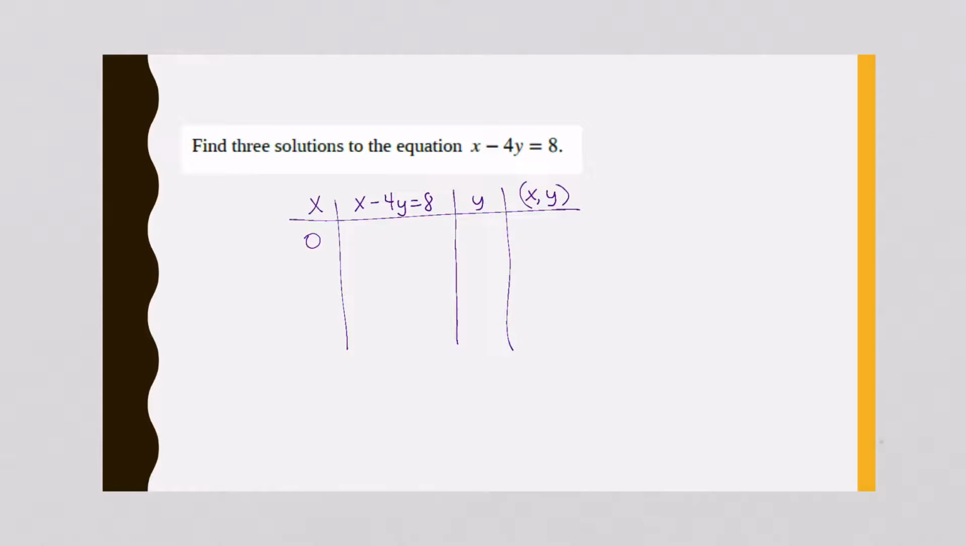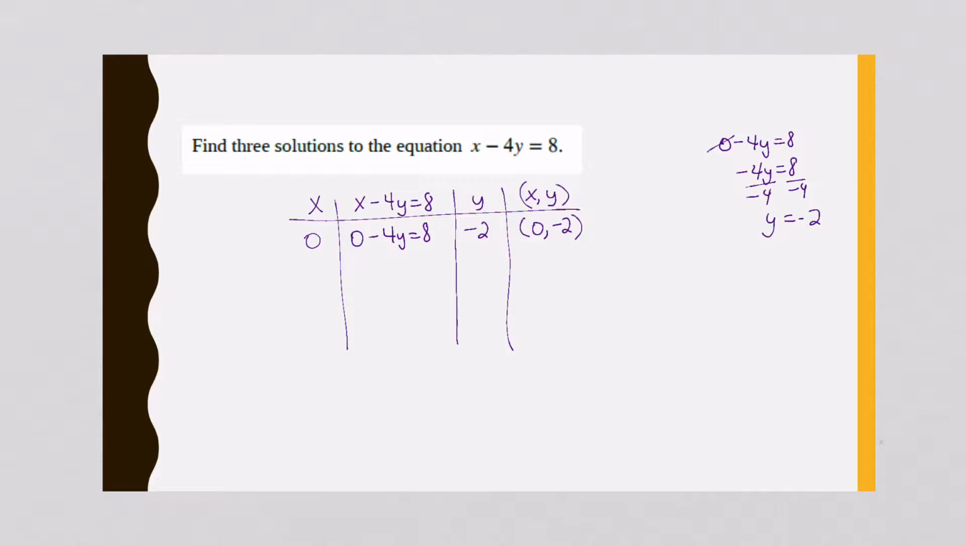So I'm going to put 0 in for x, and I'm going to solve. So off to the side here, that goes away, so I've got negative 4y is equal to 8, divided by negative 4, y is equal to negative 2. So I've got an ordered pair, or a dot, at 0, negative 2.